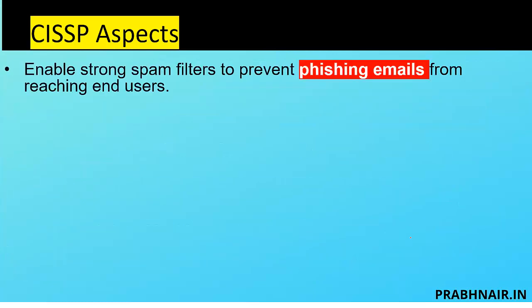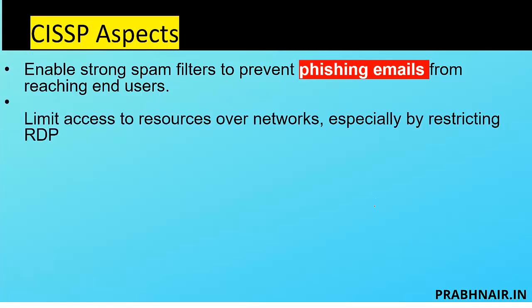Next, enable strong spam filters. Make sure you implement strong spam filters in your enterprise, so your employees do not receive any phishing email. That can be done. Limit access to resources over the network, especially by restricting RDP. Make sure RDP access is disabled from outside, and that was one of the reasons for this current attack.